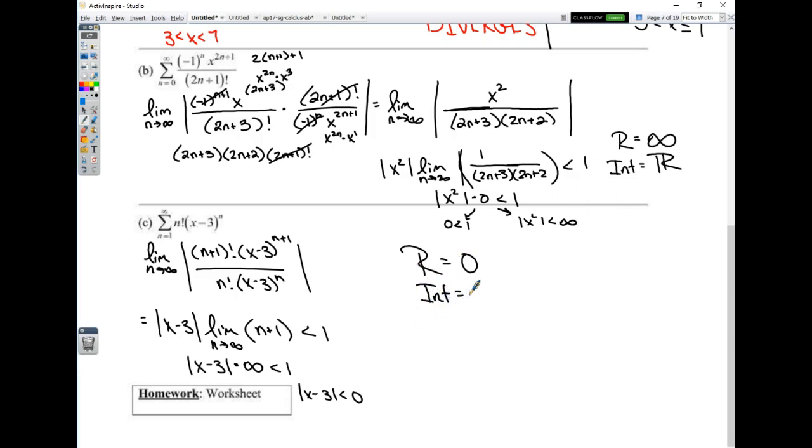Another way I can look at this is what's the only way to make a large number be less than 1? I'd have to multiply the large number by a 0. What's the only way I can make x minus 3 be 0? Which should make sense because, again, if I have a radius of 0, can I go outside of my center? I'm stuck, right?